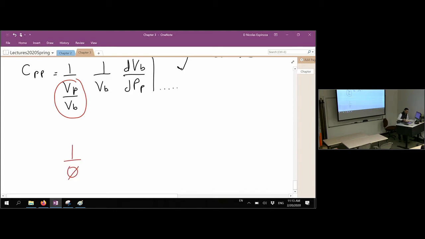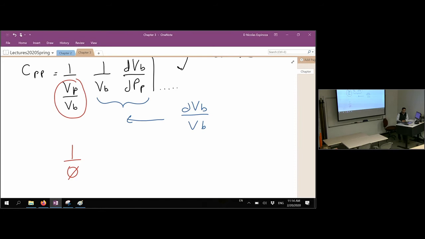So this is going to be porosity. And what about this term over here? Now this is going to be the variation of the bulk volume due to a variation of pore pressure. And from here, let's add one intermediate step. What is the variation of total bulk volume divided by the original bulk volume?